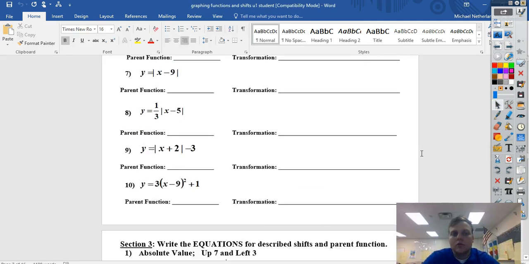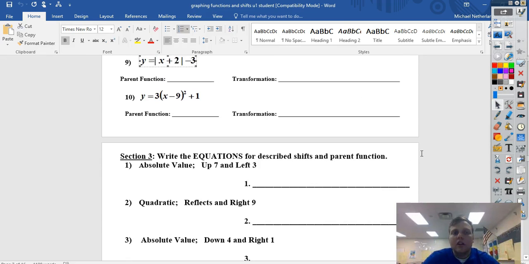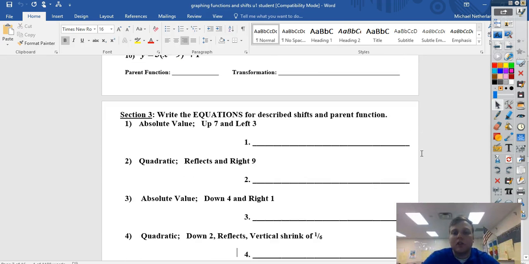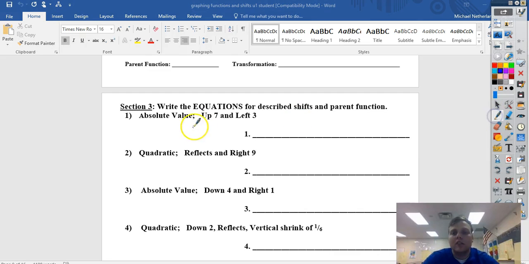Okay, let's try going on to the last page here. Okay, the last page tells me write the equation for the described shifts and the parent function. Okay, so it tells me it's absolute value, so I know I should have y equals absolute value. And then it tells me to go left 3. So how would I go left 3? Well, I'd say absolute value of x plus 3. Close the absolute value. It says up 7, so I write plus 7.